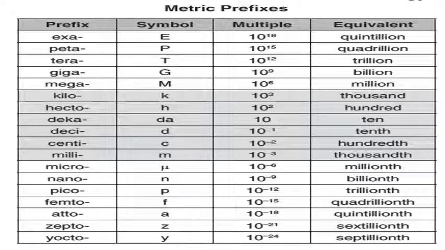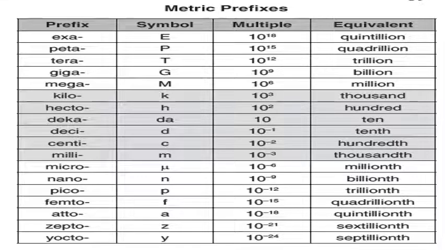Okay? Next is giga. We have big letter G, equal to 10 to the power of 9, or a billion. Next is mega, or big letter M, equal to 10 to the power of 6. It is equivalent to 1 million.